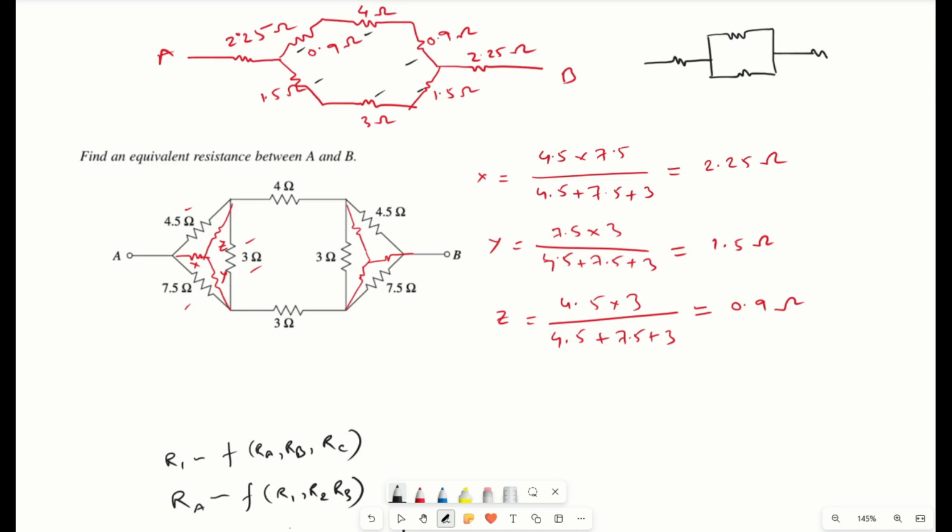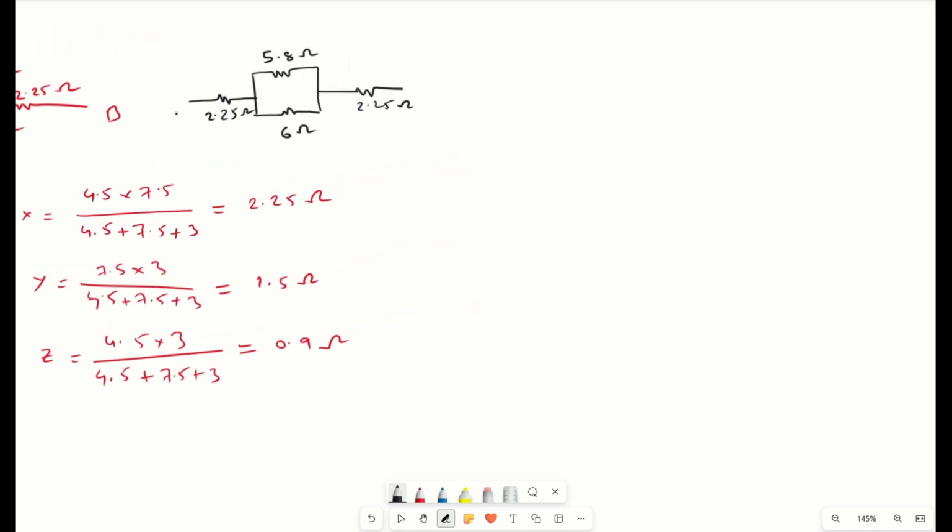So after calculating the series connections, we will be getting 5.8, that means 2.25 plus 4 plus 0.9 is 5.8, and then remaining on the below end it will be 6 ohm, and these are already 2.25 ohm, and this is also 2.25 ohm. Now next circuit, as we already know, these two are in parallel, so it will be having 3 resistances in series.